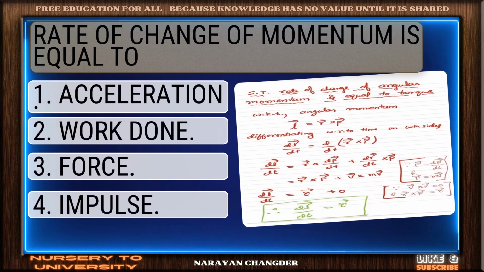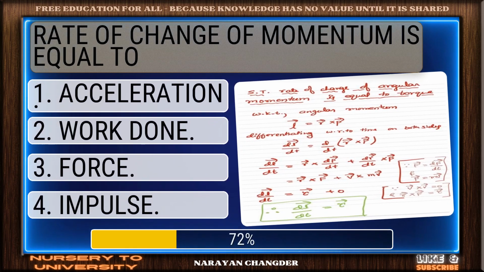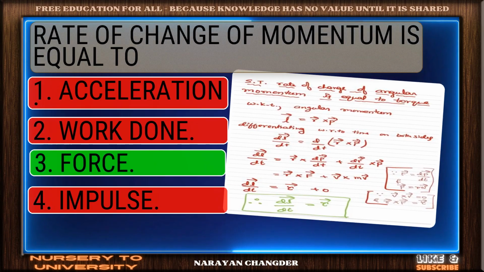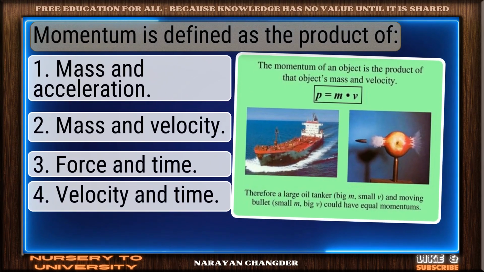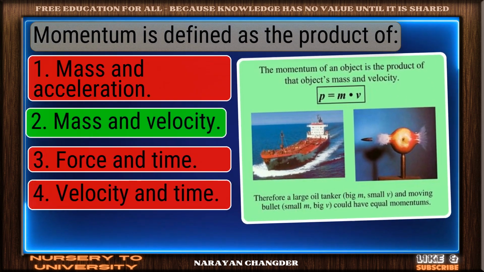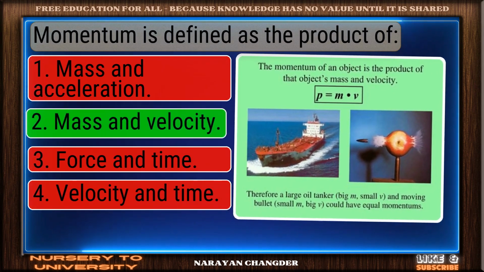Question number 214. Rate of change of momentum is equal to. Smart move. Force is an accurate answer. Question number 215. Momentum is defined as the product of. Nice work. You chose mass and velocity, and it is correct.